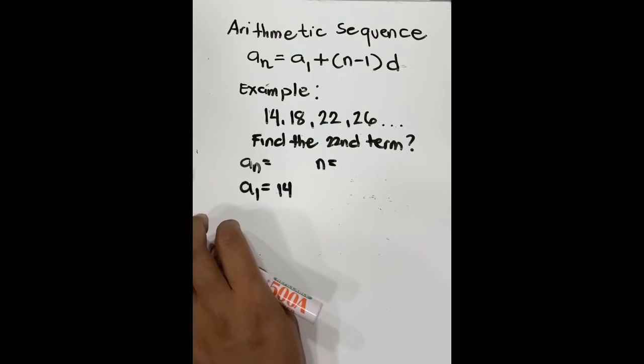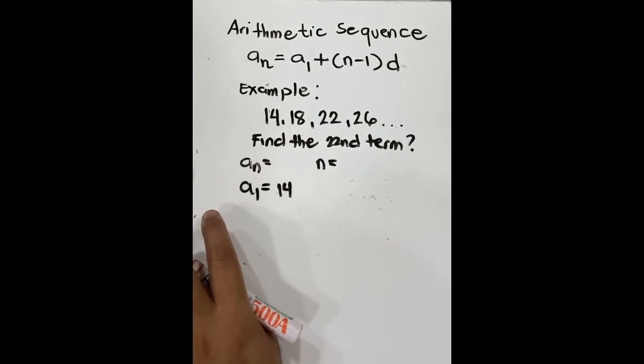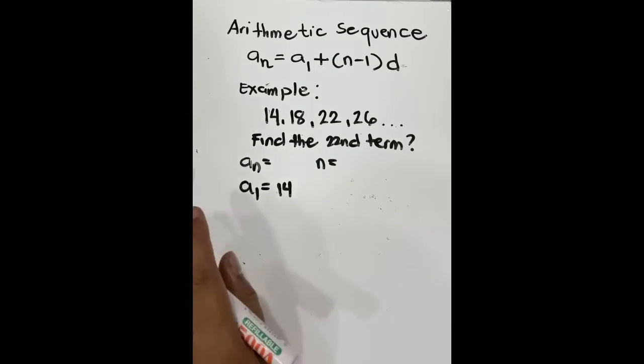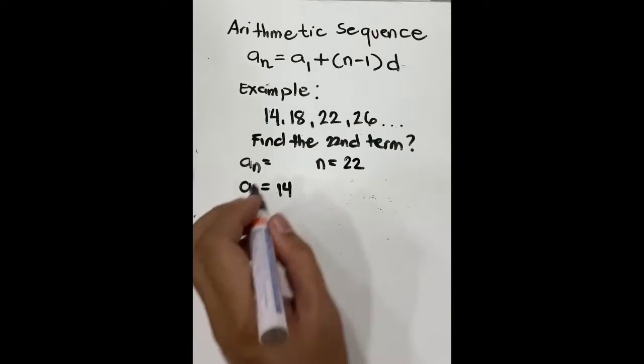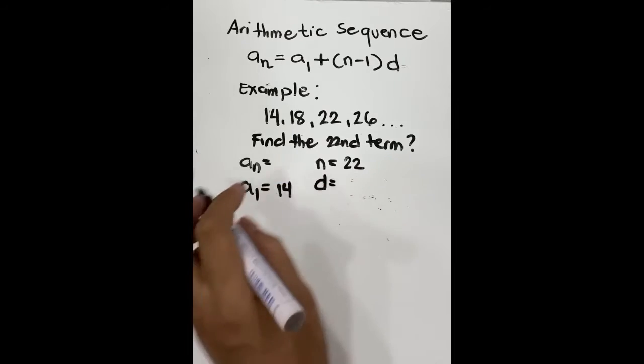So sir, paano natin malalaman yung number of terms? Ay 4 lang yung nakalagay sa ating sequence. Since pang 22nd term ang hinahanap natin, we assume na meron tayong 22 na terms. So ilalagay natin dito ay 22. And then D. So what is D? That is the common difference.